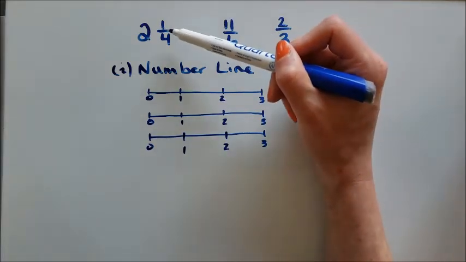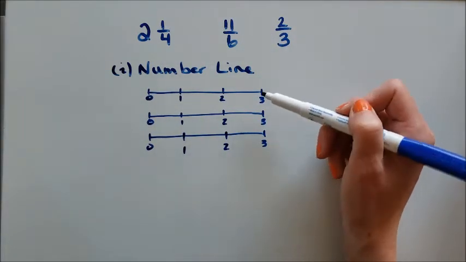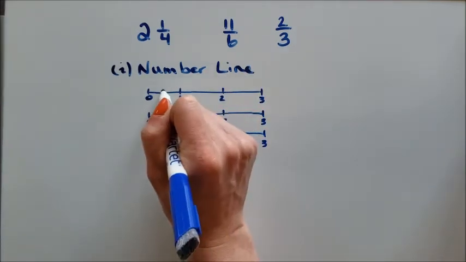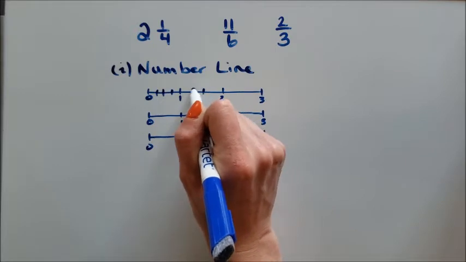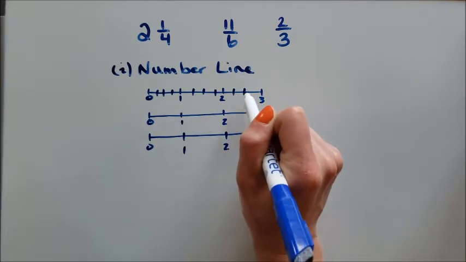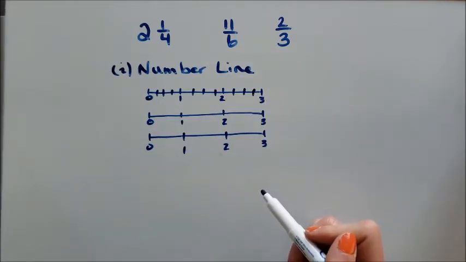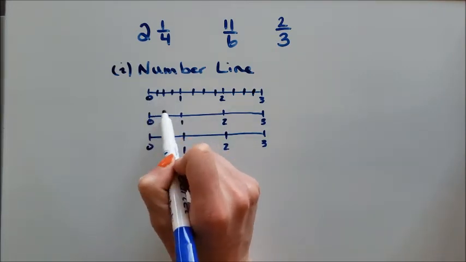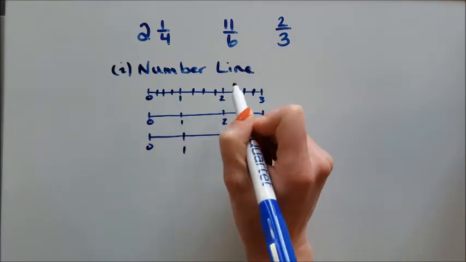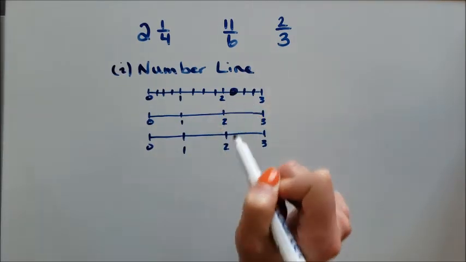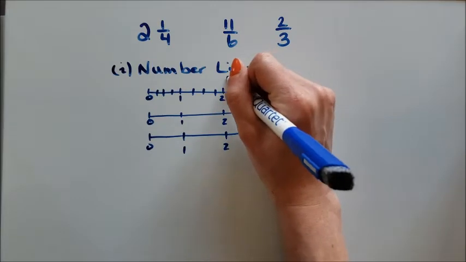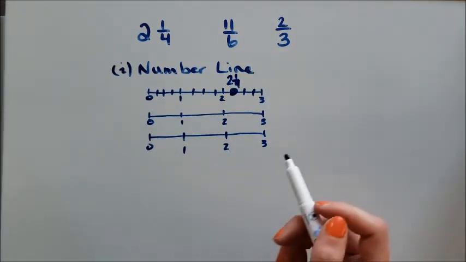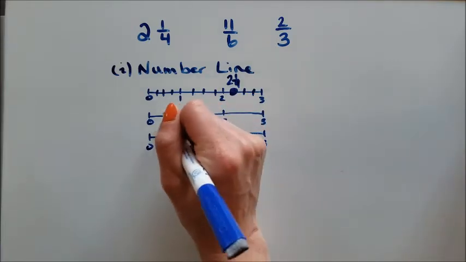So for this one here, the first number line, I'm going to break each one of my whole number sections into 4 pieces. Now, if I want to label 2 1/4, I'm going to go 1, 2, and right here is where I'm going to end up at 2 1/4. For the second one, I'm going to break up into 6 pieces.